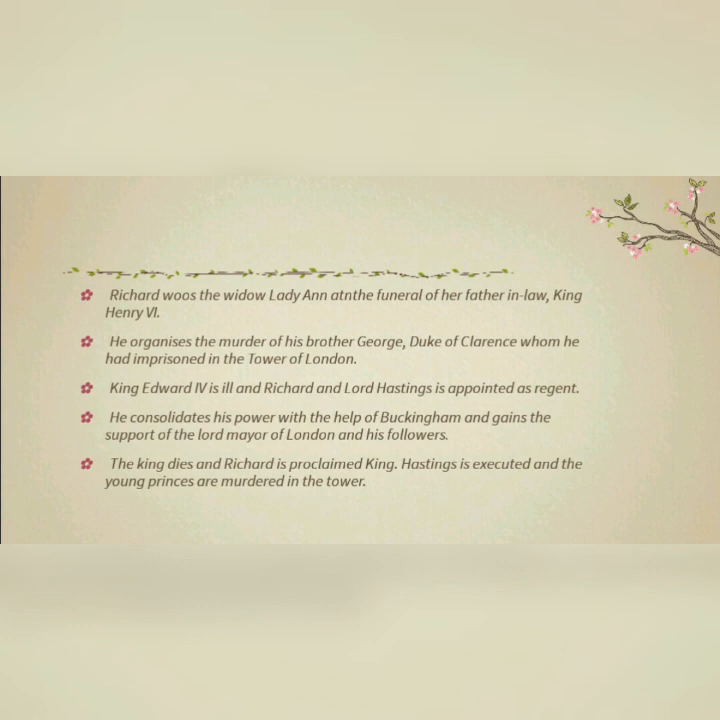In the meantime, Richard organizes the murder of his brother George, Duke of Clarence, whom he has had imprisoned in the Tower of London. King Edward IV is ill, and Richard, assisted by Lord Hastings, is appointed as regent. He places the young sons of Edward in the Tower and consolidates his power with the help of Buckingham, who gains the support of the Lord Mayor of London and his followers on Richard's behalf. The king dies and Richard is proclaimed king. He has Hastings executed for attempting to frustrate his plans. The young princes are murdered in the Tower.